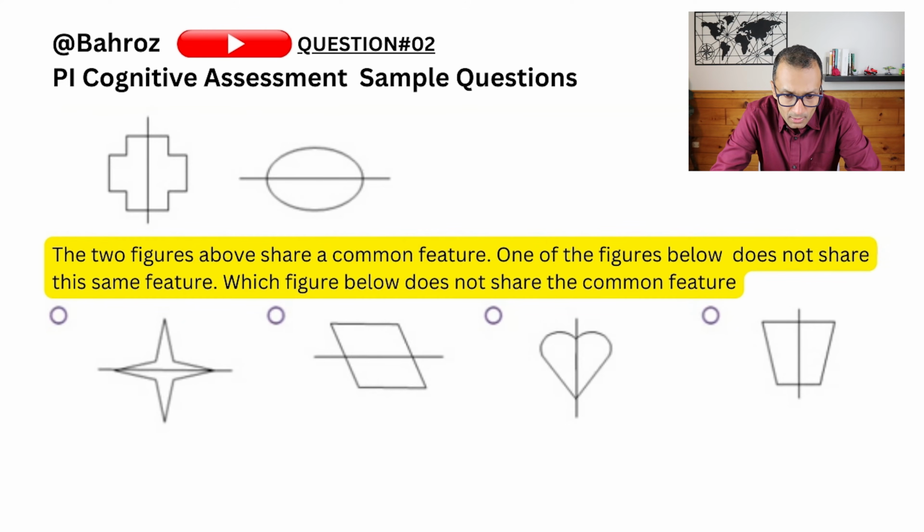Question number 2. The two figures above share a common feature. One of the figures below does not. This one is very easy. There is symmetry in the figures above. The only shape where there is no symmetry is option B. So the answer is option B.